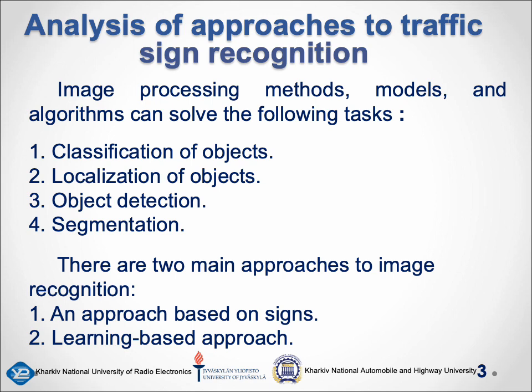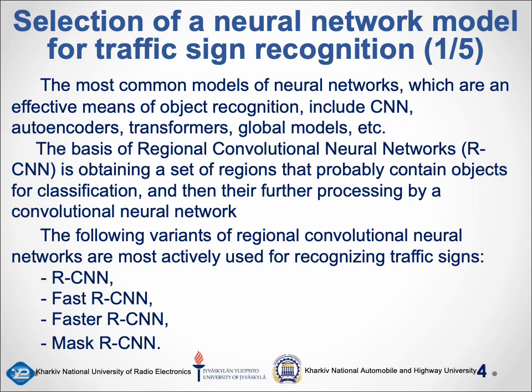Today, there are many approaches to traffic sign recognition that use machine learning technologies using datasets that can consist of traffic sign images, videos, and images. The general approach to traffic sign recognition consists of two main stages: detection and classification. The most common models of neural networks which are an effective means of object recognition include convolutional neural network, CNN, autoencoders, transformers, global models, etc.